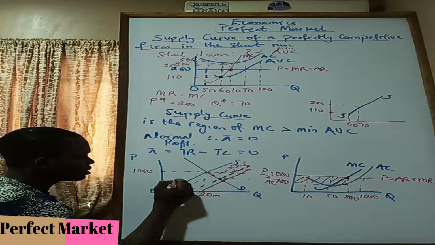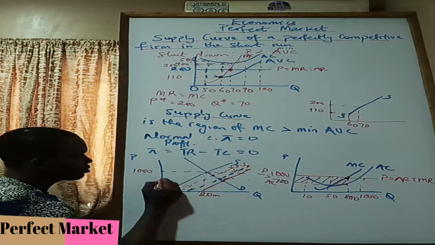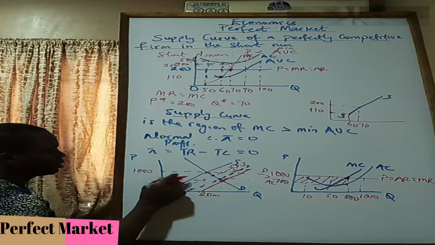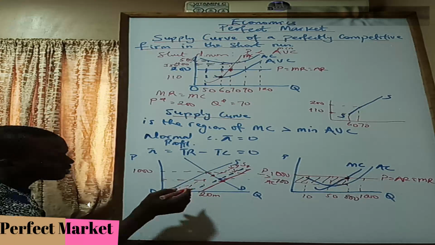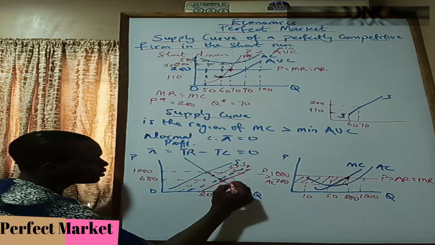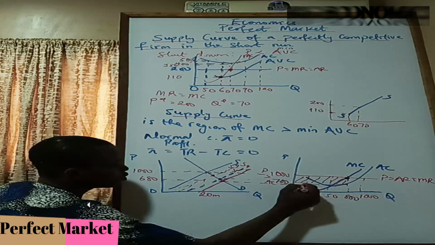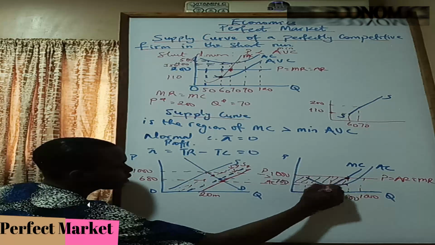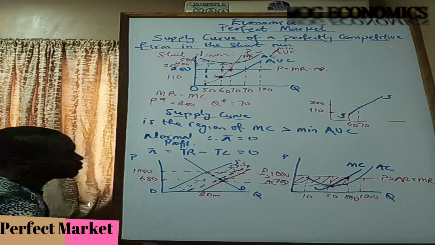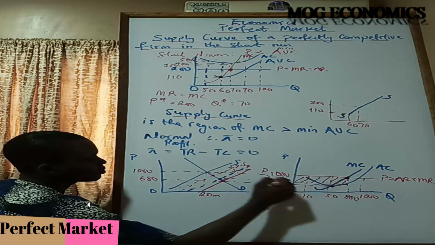So looking at this, when I trace this last one here, I'll be having, let's say, 680. So when I trace this price out here, you will see that it is the price that is equal to the average cost. So the price here falls to 680.